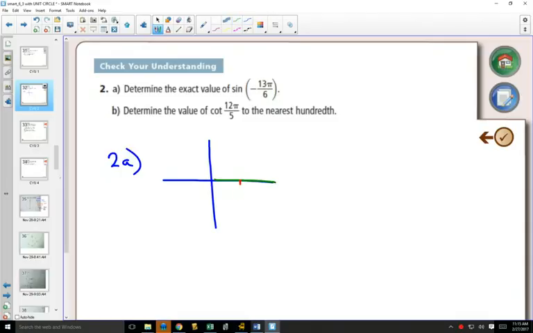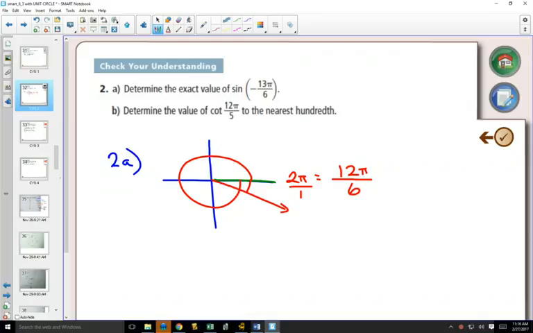I'm going around in this direction. All the way around once is 2 pi. And so one of the things you have to start thinking about is, well, 2 pi is the same as what over 6? And if you have, well, 2 pi is over 1, I'd multiply top and bottom by 6. 2 pi is the same as 12 pi over 6. So if I want to find negative 13 pi over 6, I'm going to have to go to 12 pi over 6, which is all the way around, and then a little bit more.